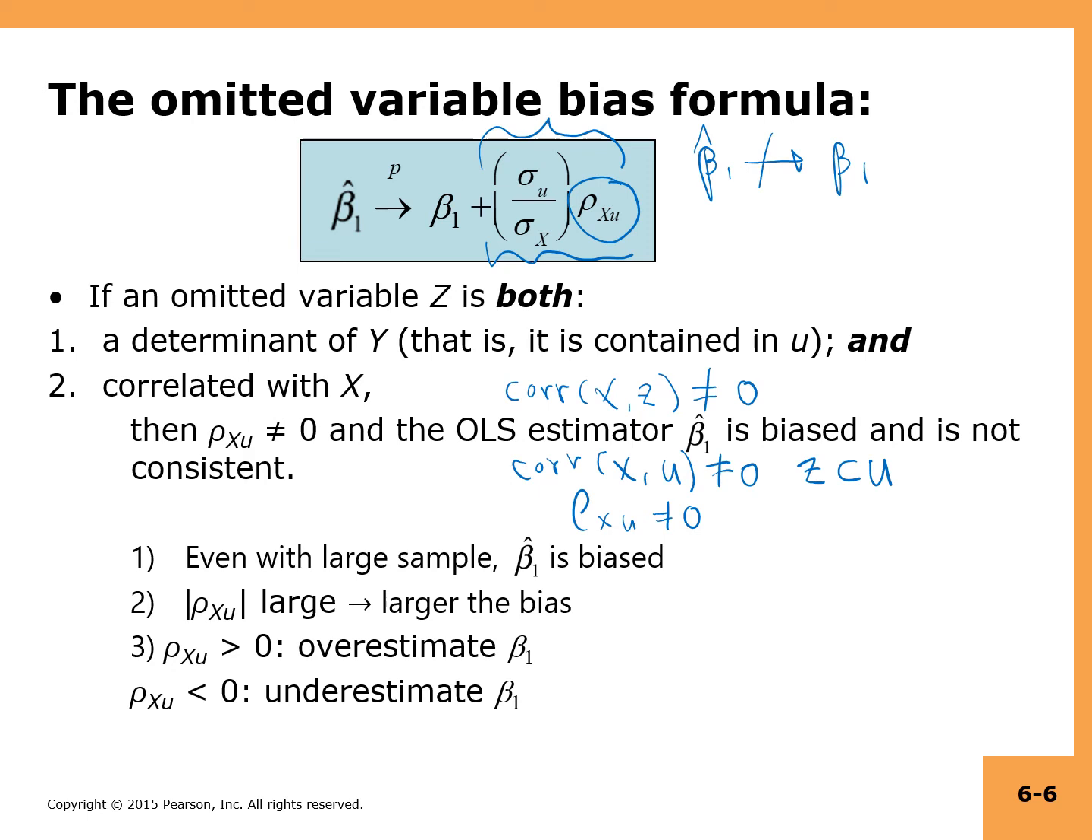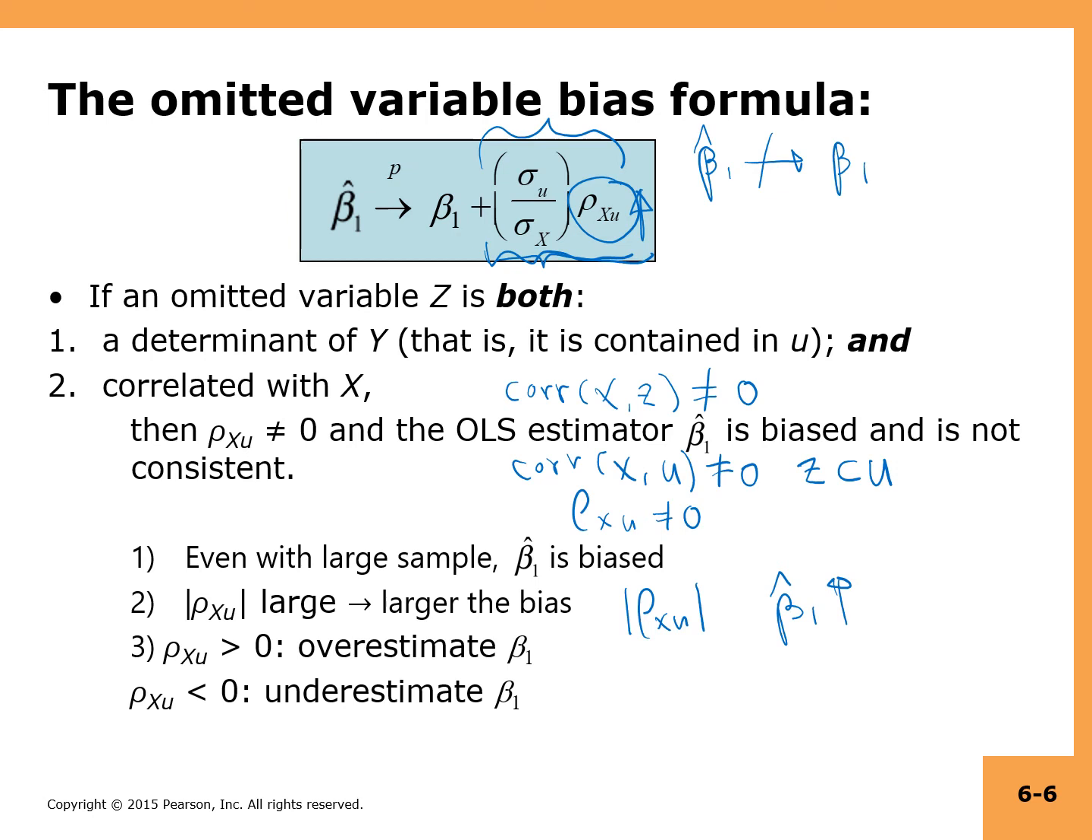The second thing is that the absolute value of the correlation between x and u determines how large the bias is. So if the rho of x and u is large, then this entire bias becomes large, and the bias for beta hat 1 would actually increase. So it will be really far away from the true beta 1 that we want to measure.